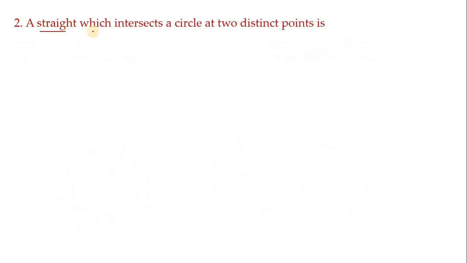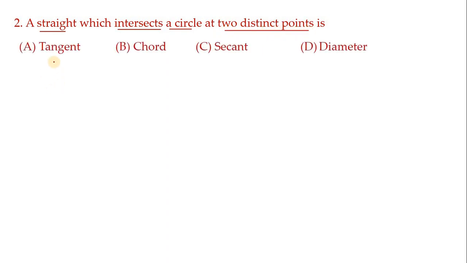A straight line. Children, here the word line is missed, so note it down. A straight line which intersects a circle at 2 distinct points is. Options are tangent, chord, secant, diameter. So important question, and you are familiar with this question. A straight line which intersects a circle at 2 distinct points is always called a secant. Move on to the next one.